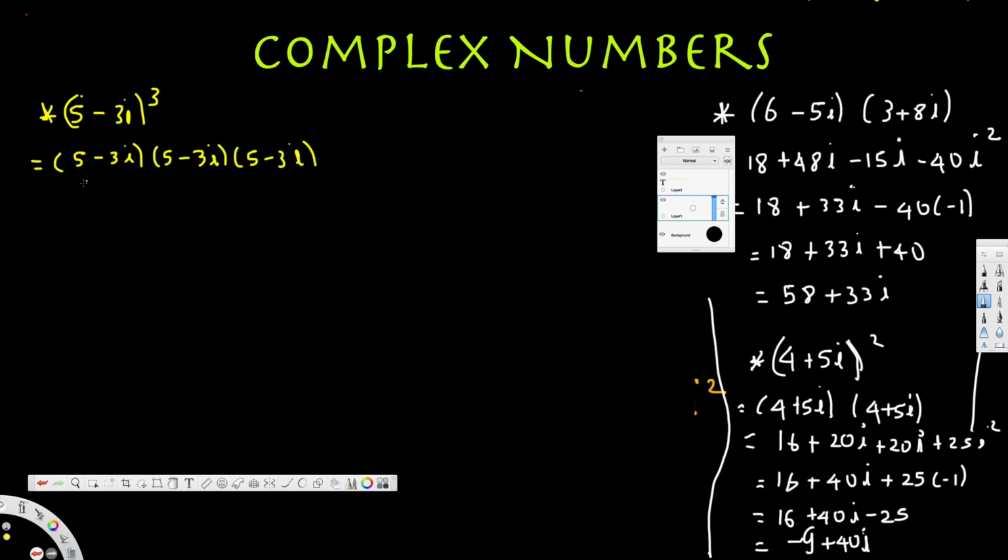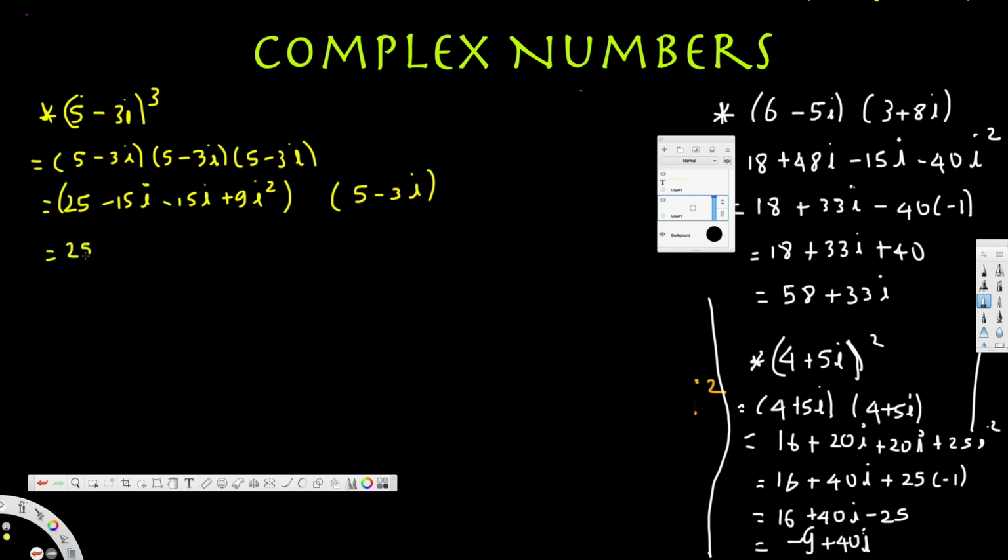We are going to just FOIL the first two first. So 5 times 5 is 25, 5 times minus 3i, we will get negative 15i, and negative 3i times 5, that's negative 15i again, and negative 3i times negative 3i, we will get positive 9i squared. I'm not going to touch the other one, I keep the other one as it is, my 5 minus 3i, and I'm going to just simplify the first one first.